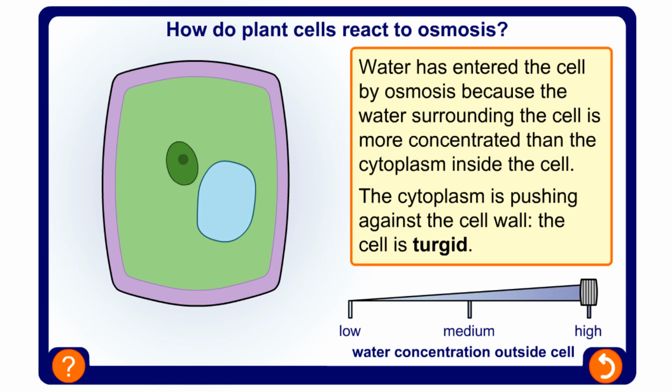So if you lower the water concentration outside the cell, you can see what happens is water moves out and it begins to shrink in. So you can see the vacuole has become smaller, the cytoplasm is shrinking back from the cell membrane, and yes, water has left the cell by osmosis because the water surrounding the cell is less concentrated than the cytoplasm inside. And in these circumstances, we say that the cell has become plasmolysed.